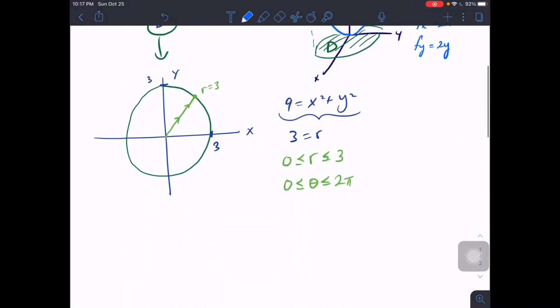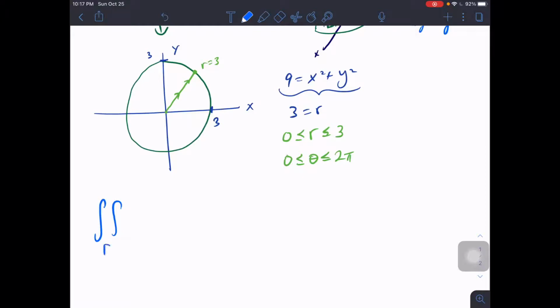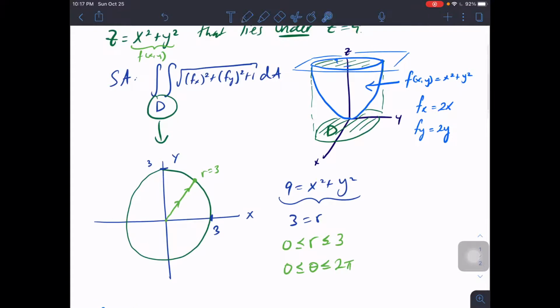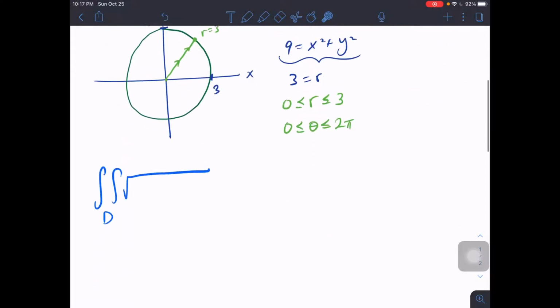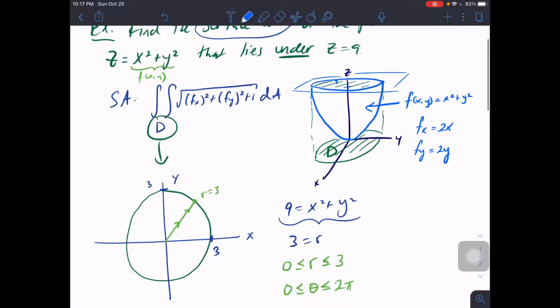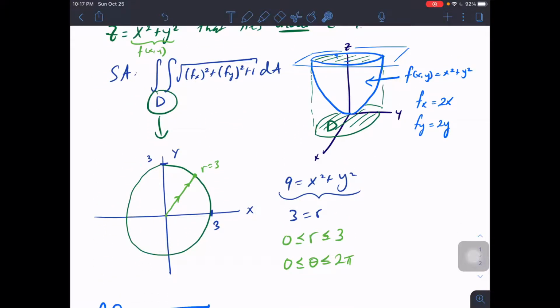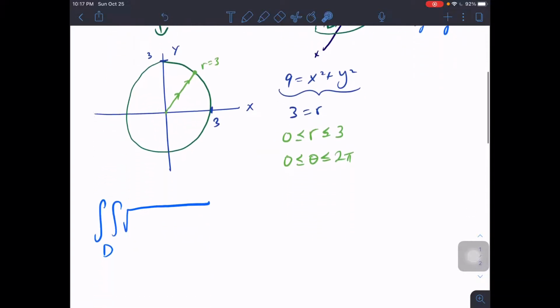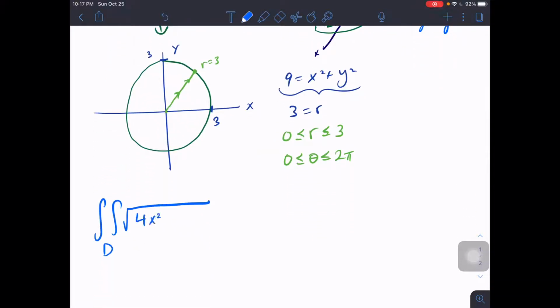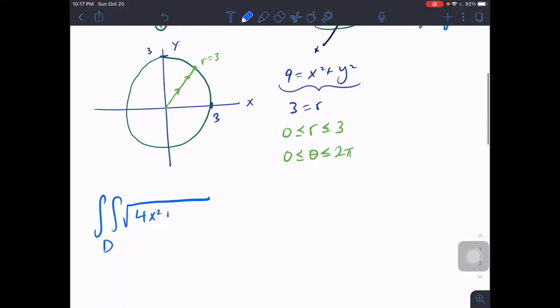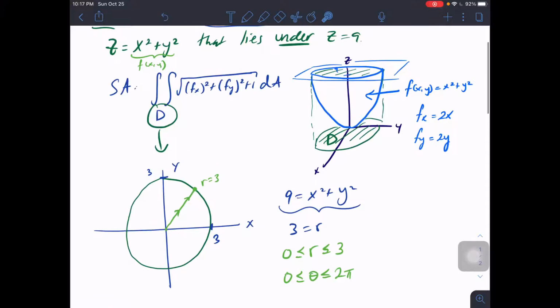Okay? And so we want this integral here, where the partials are these guys here, and we're going to square them. So we get 2x squared for the partial with respect to x, that's just 4x squared, plus 2y squared, which is just 4y squared, plus 1 dA. So all I did is rewrite the actual function. We figured out that it's the paraboloid, we took the partials and we squared them. That's what we've done so far.